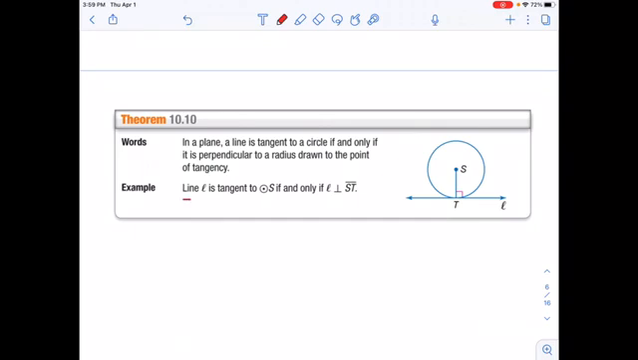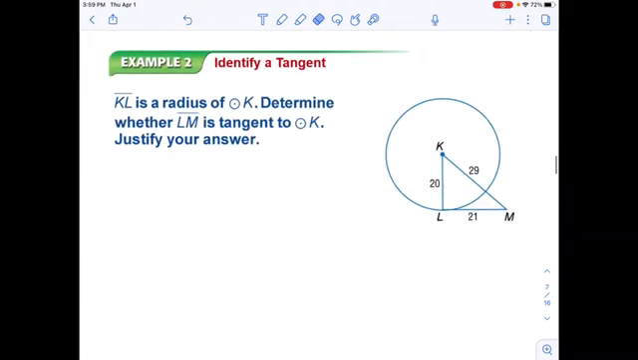This basically states line L is tangent to circle S if and only if these are perpendicular. So we know this is tangent if these are perpendicular. Or if we're told this is tangent, we know these are perpendicular or crossing each other at 90. Okay? So, we're going to use that.